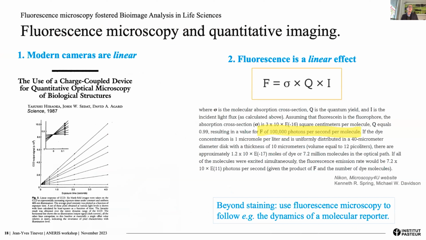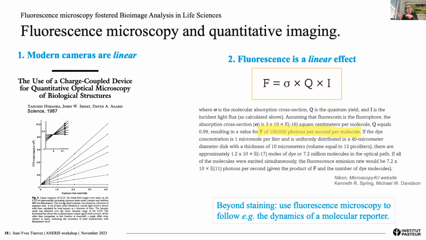And so this actually fostered the field of bioimage analysis because of interesting properties of detectors. First, people observed that the cameras we were using, I think three decades ago or more, were highly linear compared to the photographic plates that were used in the beginning. At the same time, the fluorescence effect that I described was a linear effect as well. And so you could go beyond imaging and use light microscopy as a way to follow the dynamics of molecular processes. You see?